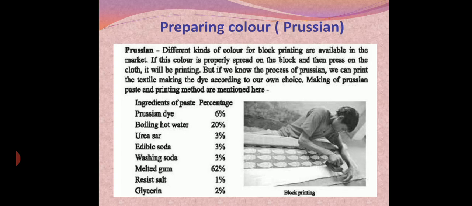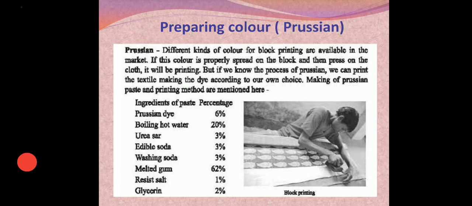Preparing color. Prussian. Different kinds of color for block printing are available in the market. If this color is properly spread on the block and then pressed on the cloth, it will be printed. Making a Prussian paste and printing method are mentioned there. We are going to know about Prussian color.